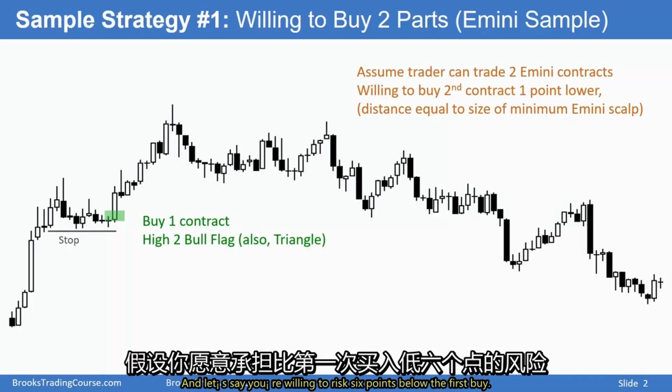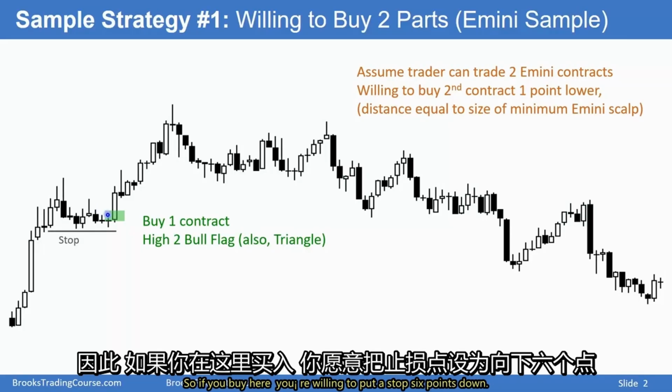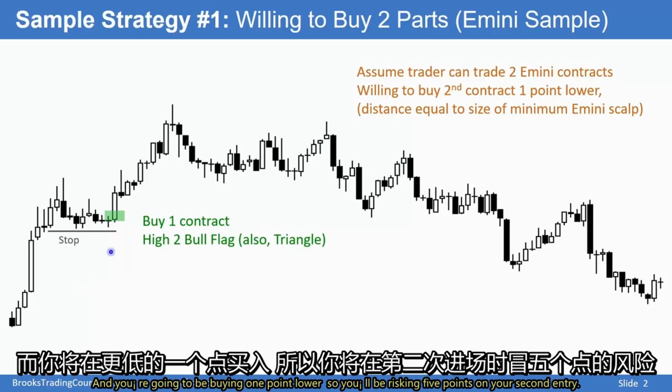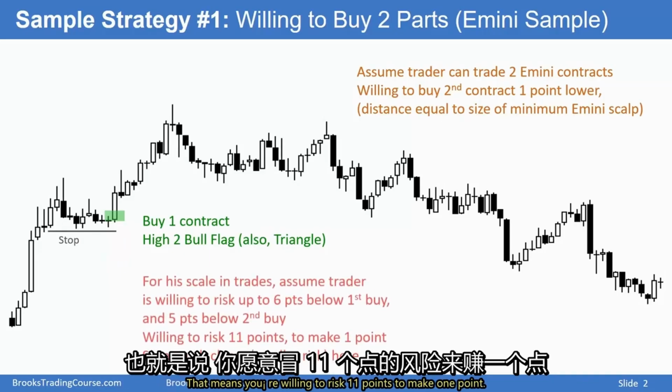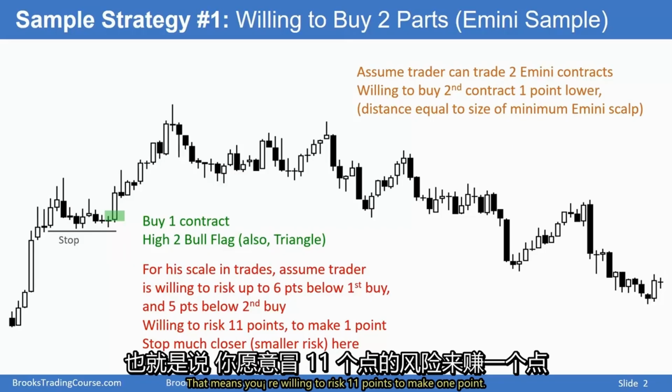And let's say you're willing to risk 6 points below the first buy. So if you buy here, you're willing to put a stop 6 points down, and you're going to be buying 1 point lower, so you'll be risking 5 points on your second entry. That means you're willing to risk 11 points to make 1 point.